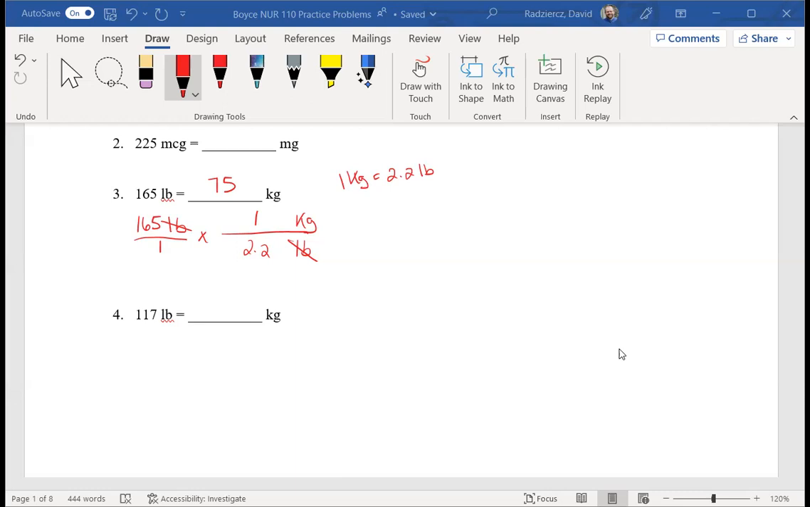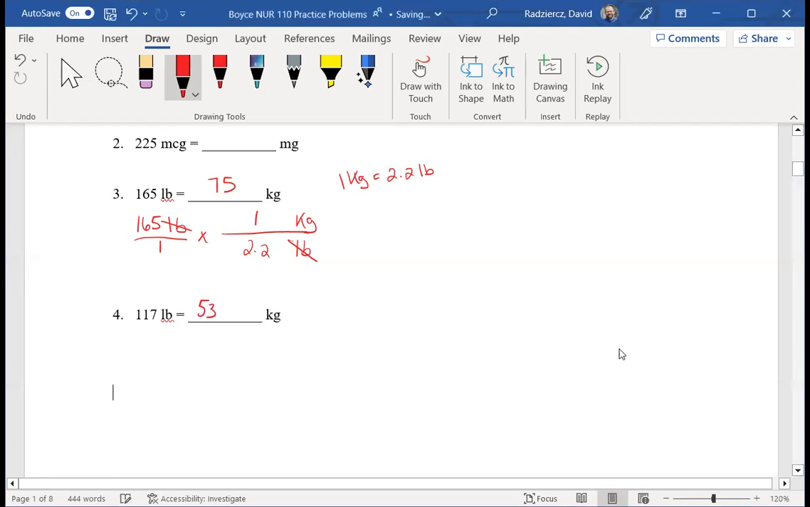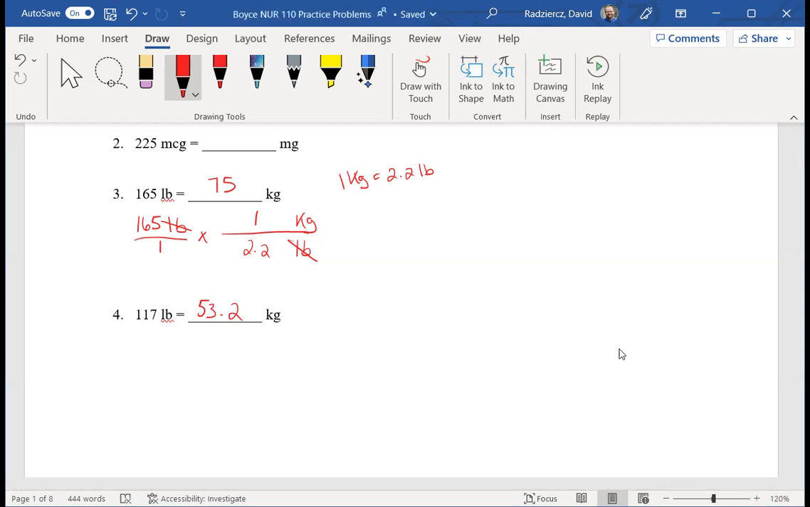But remember your rules, and I know that we didn't really go over rounding rules, but the rule is when it's a number greater than 1, so 1, 2, 3, 4 point whatever, round to the nearest tenth. If it's a number less than 1, like 0.125, you would round to the nearest hundredth. So the answer to this would be 53.2 kilograms. So make sure you round it to the nearest tenth.